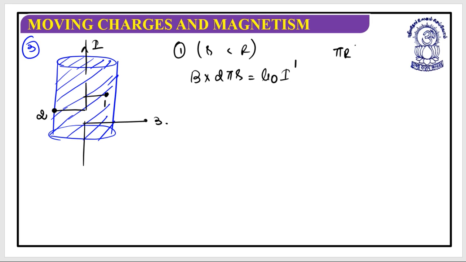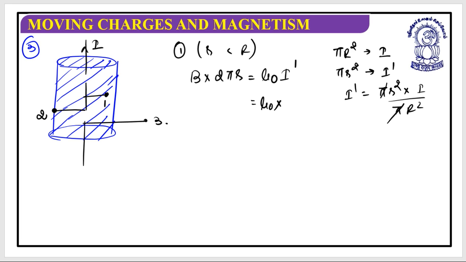For pi R square, the current would be I. For pi into smaller r square, it would be I dash. So I dash should be equals to pi r square multiplied by I divided by pi into R square. It would be something like this. So mu naught multiplied by I into r square divided by R square is equals to B inside multiplied by 2 pi r. I have derived this so that if you have forgotten it, you can easily derive it.